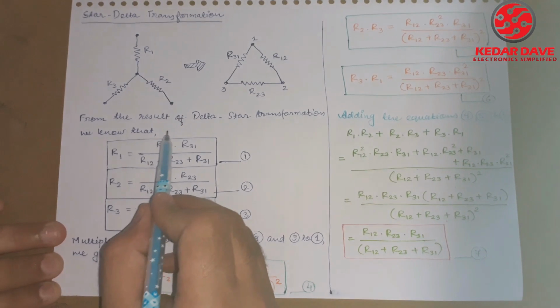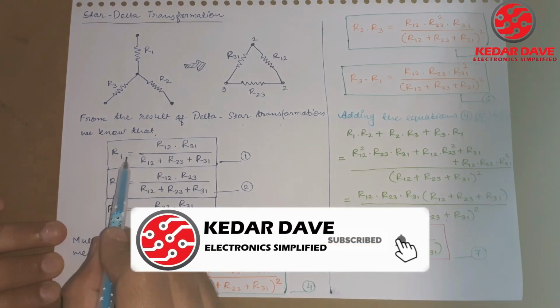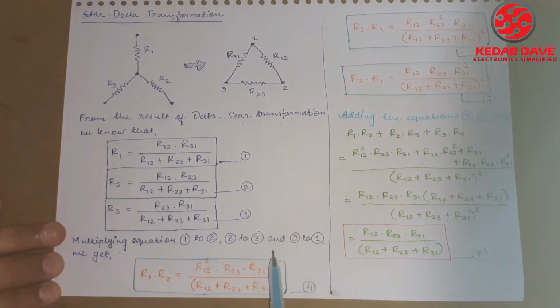So if you recall the delta to star transformation, then these are the basic results that we are getting in the particular delta to star transformation. So multiplying equation 1 to 2, 2 to 3 and 3 to 1, we can get R1 into R2 is equal to R12 square into R23 into R31 divided by R12 plus R23 plus R31 whole square.